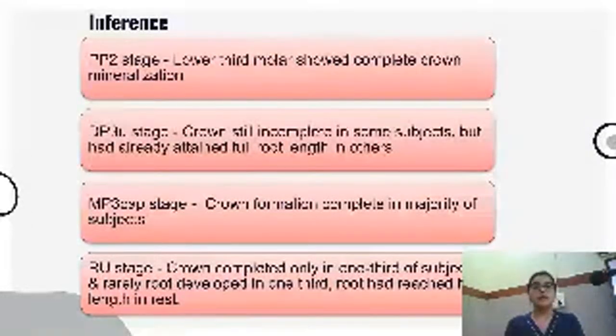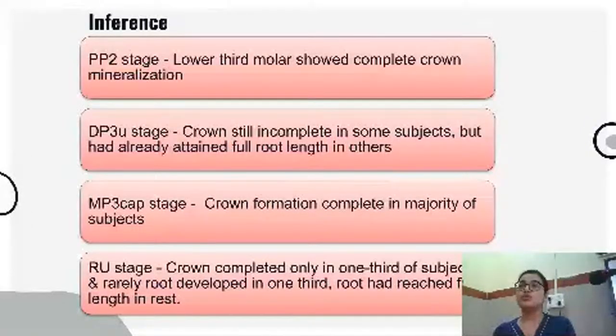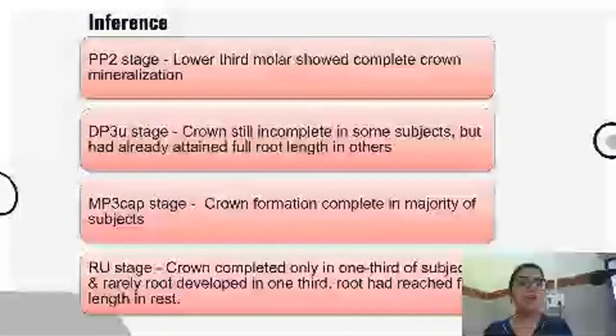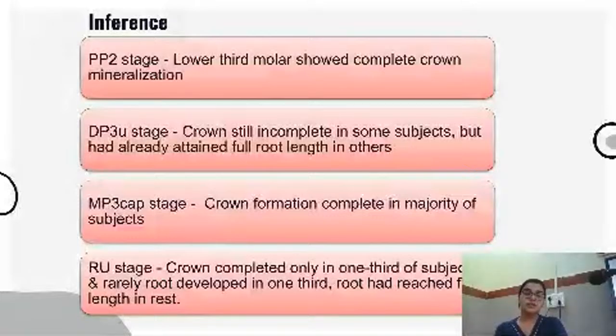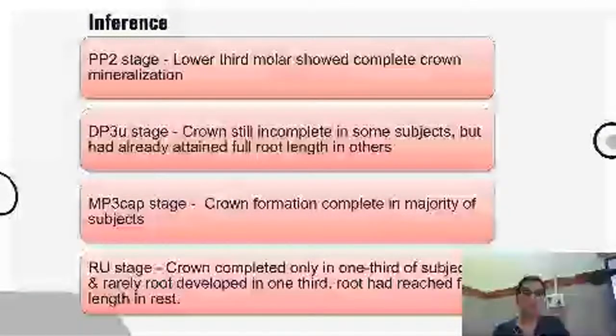So in the PP2, the lower third molar showed complete crown mineralization. In the distal phalanx, during the stage of fusion between distal epiphysis and diaphysis of the distal phalanx of the third finger, the crown still is incomplete in some subjects, but it has already attained full root length in other subjects. In the stage of capping of epiphysis and diaphysis in the middle phalanx of the third finger, the crown formation is completed in the majority of the subjects.